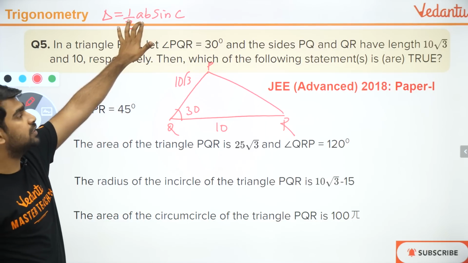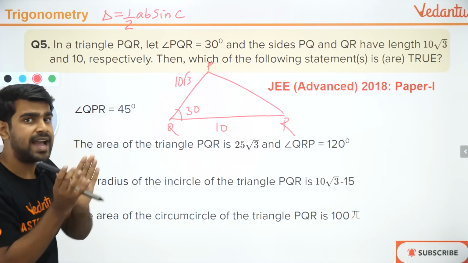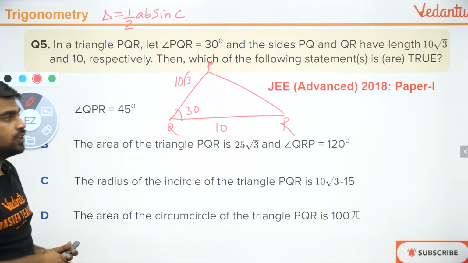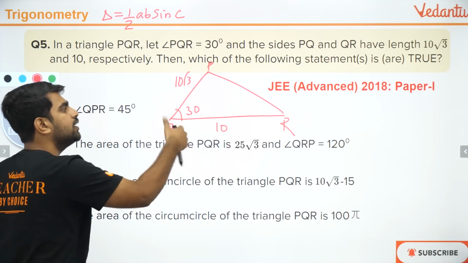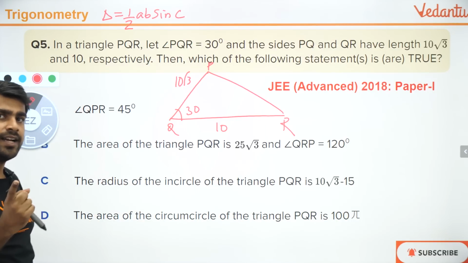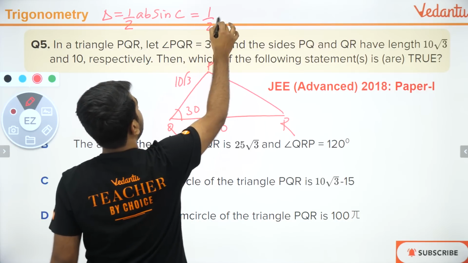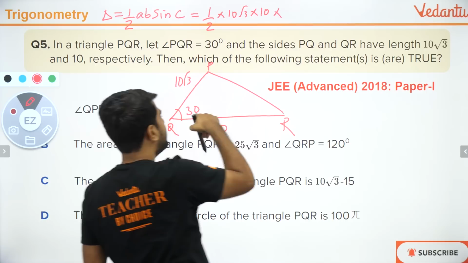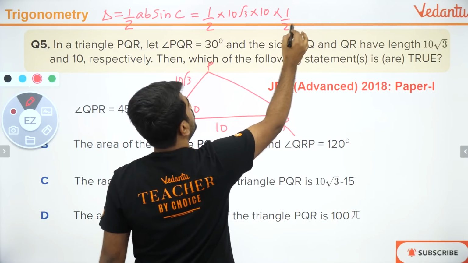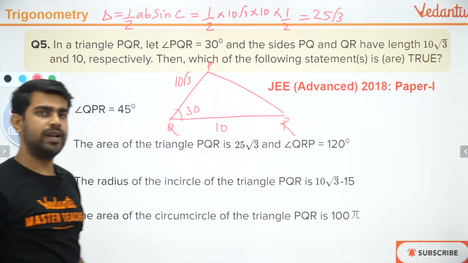That means the product of adjacent sides into sine of the included angle, divided by 2. So do I have adjacent sides? Yes. Do I have the included angle? Yes. So can I find the area? Done. Over. Let's do that. So what is the area? Half into 10 root 3 into 10 into sine of the included angle, which is 1 by 2. So it will be 25 root 3. So the area of the triangle is 25 root 3.